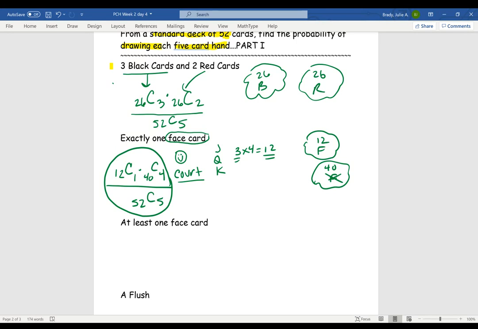Okay. You could probably do the same thing too. You could do a non-face card and then do a multiplier. But I think that it's easiest to do with combinations.